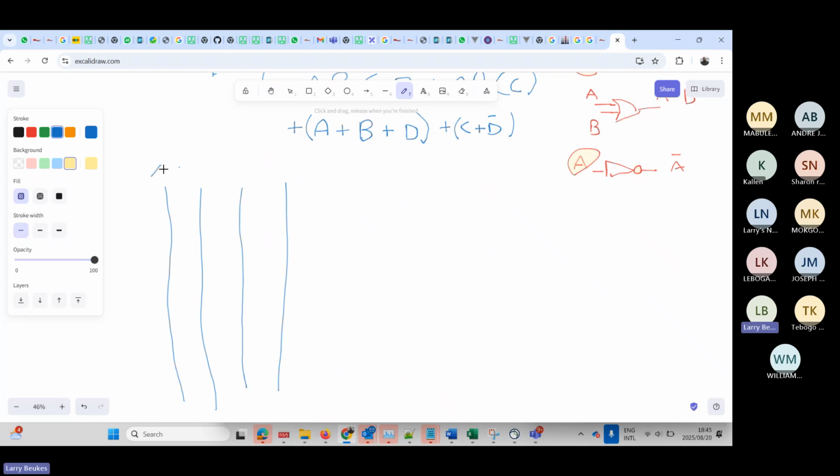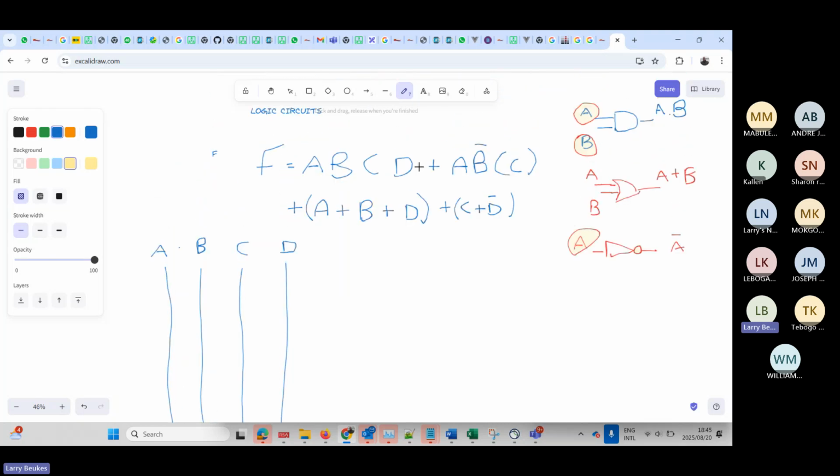Then this will be our A. This will be our B, C, and then a D. For the first gate, A, B, C, D, we know it's a 4-input AND gate. So that one is pretty much simple. We're going to take all these inputs, A, we're going to take B, we're going to take C, then we're going to take D.